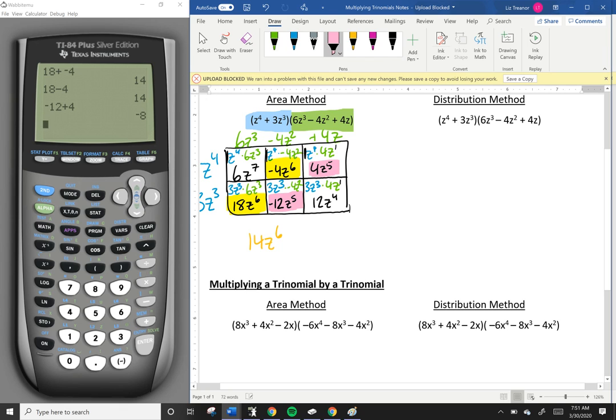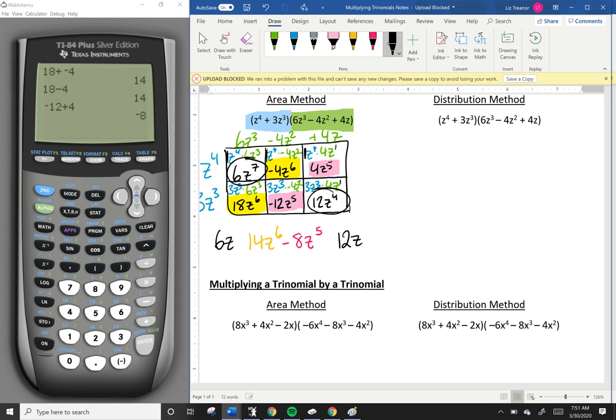So that's these two terms that are also like terms. And what did I say? We got -8, -8z now to the 5th. Now these both stay the same. We don't combine them with any terms because they have no like terms. So that's 6z, that's 12z. Don't forget your exponents. This was plus because we got a +14 for the last one, and that 12 is positive, so that stays plus. So this should be your final polynomial. And that's the area method.